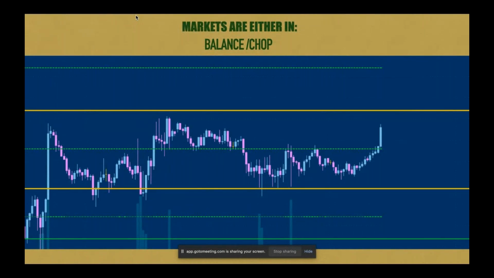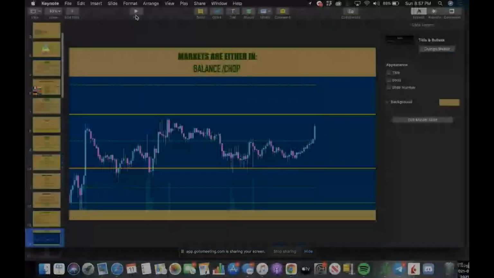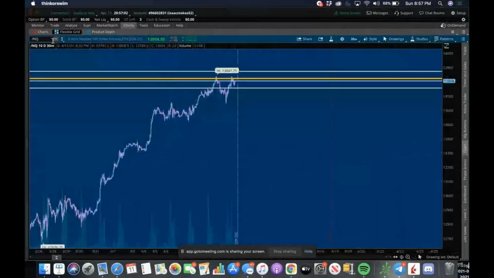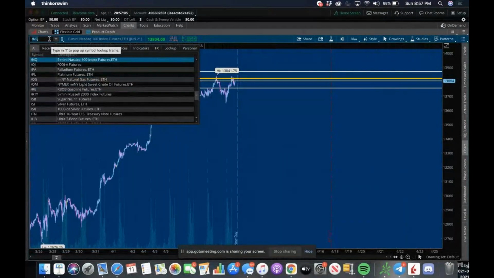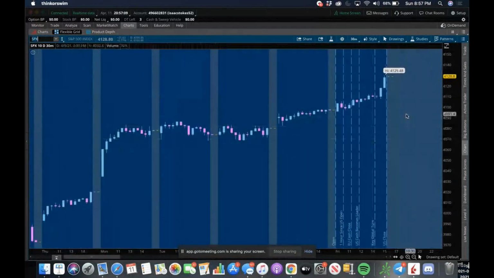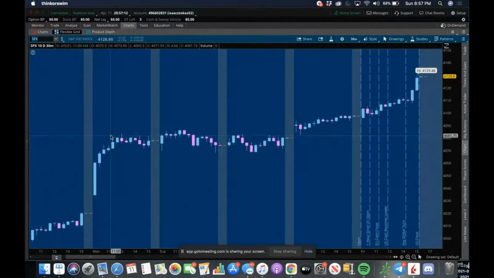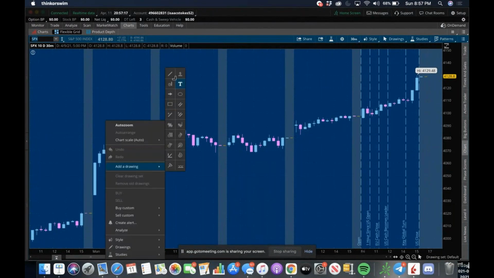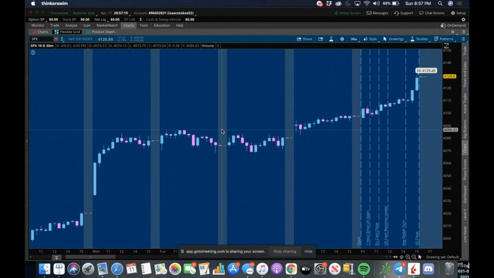Here we are. Markets are either obviously in balance, which we saw all week, right? And when you're in balance, the market becomes more like understanding, okay, I have a breakout zone here, right? And I didn't draw the line, but sure. And then I have the breakdown level, which I personally would have said would be 40.56.